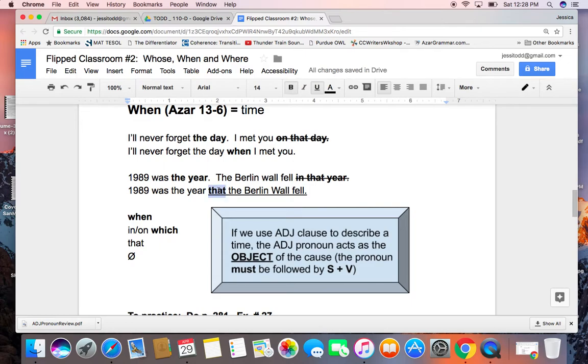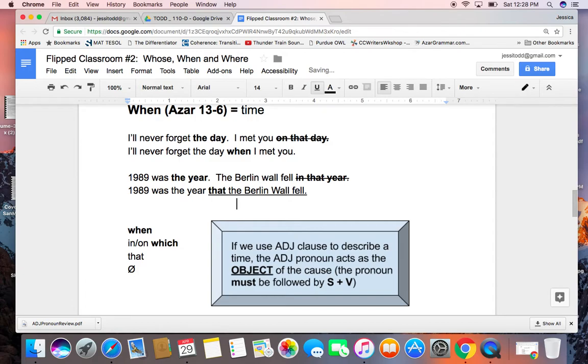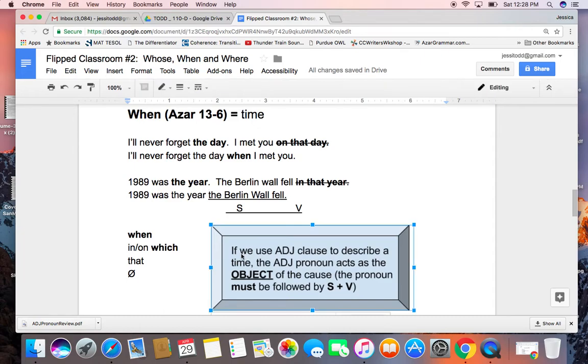Okay, well, because after the pronoun we have the Berlin Wall, which is the subject. It's the subject of the adjective clause, and fell, which is the verb. Okay, so if we have subject and verb, that means that the adjective pronoun is the object, and we can therefore erase it. Okay, so one important thing to note about when too is in this blue box. Okay, if we use an adjective clause to describe a time, the adjective pronoun acts as the object of the clause, meaning the pronoun must be followed by subject and verb.